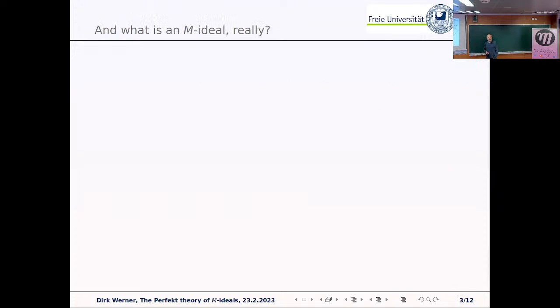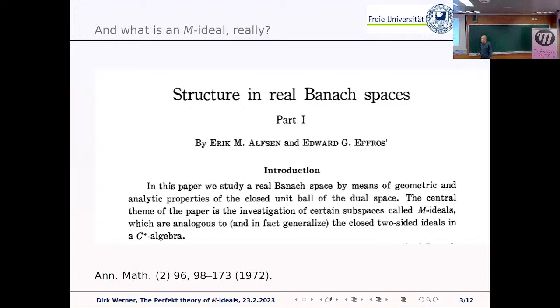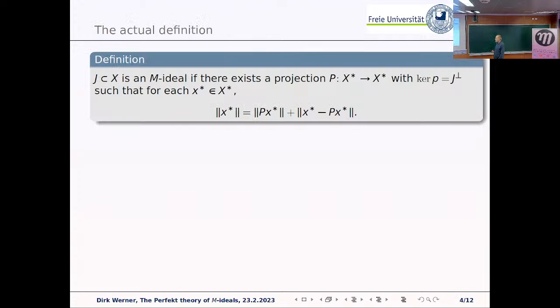But first of all, the same question again, what is an M-ideal really? So, this is the first page of this seminal paper by Alfsen and Effros from '72, which is now more than 50 years old. And this is part of the abstract, and it has two parts. This is part 1, and I will now tell you what is really in there. But first of all, let us look at this definition that they give.